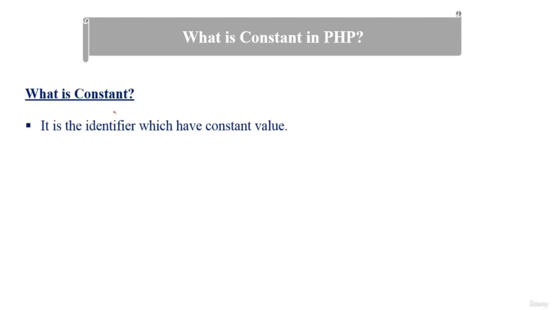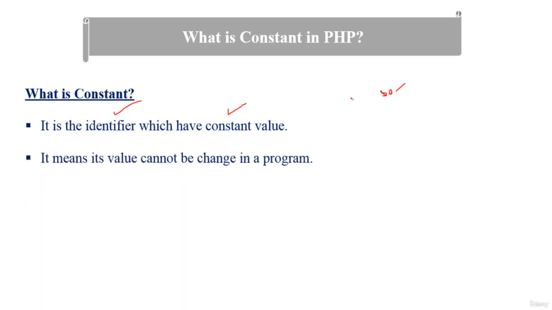So it is an identifier which has a constant value. Constant value means its value will be fixed. Its value will not be changed in a program. You know that a variable's value may change in a program, but a constant value will not be changed. Its value will be fixed. It means its value cannot be changed in a program.